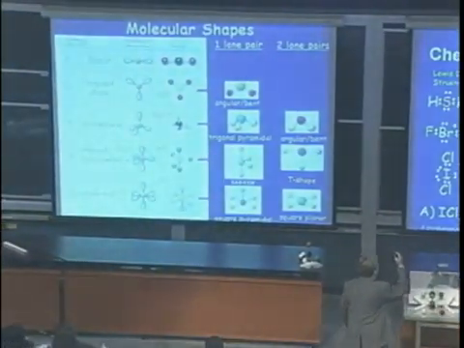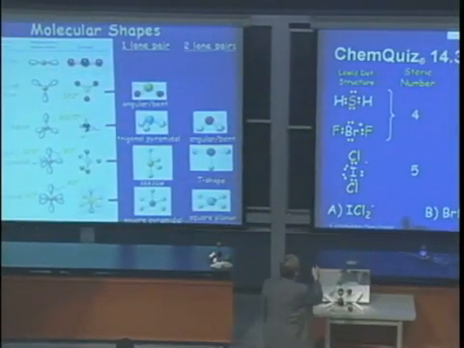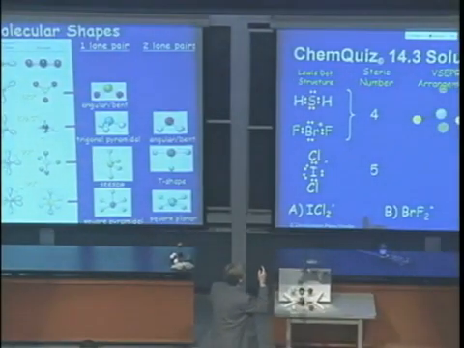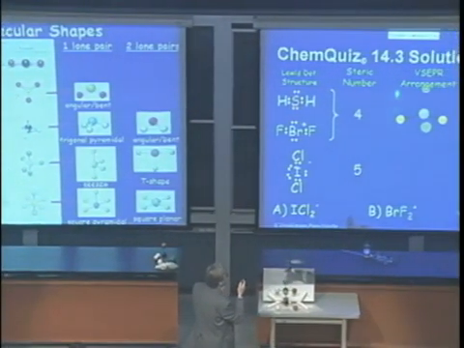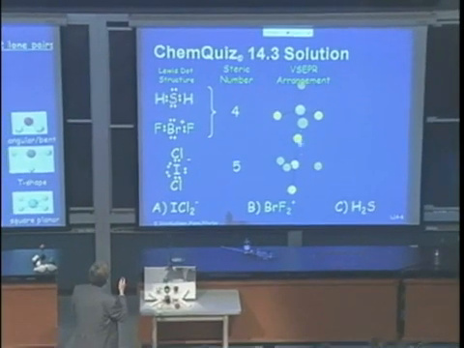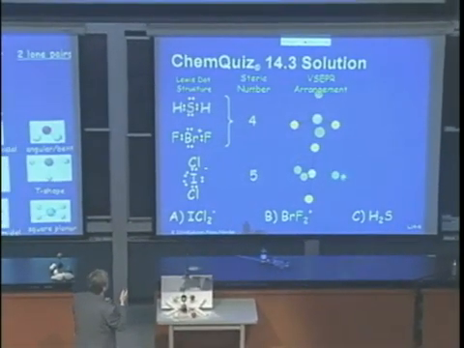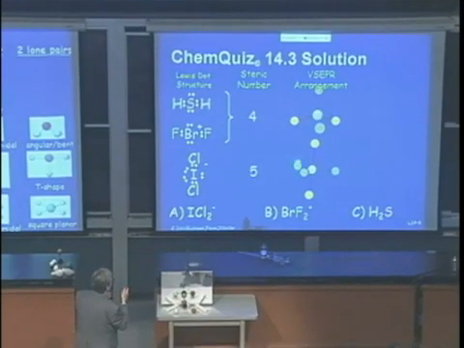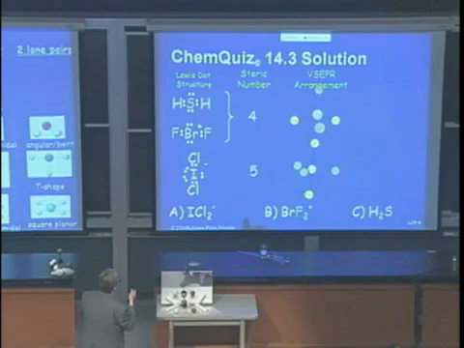I show you here: steric number 4, steric number 5. The VSEPR arrangement is now a tetrahedron for both of them, and this is a trigonal bipyramid. So this is flat here. This is the trigonal plane, and that's the bipyramid here, one here and one here.